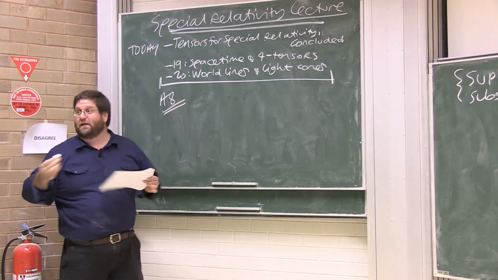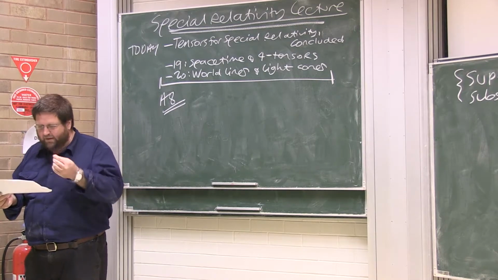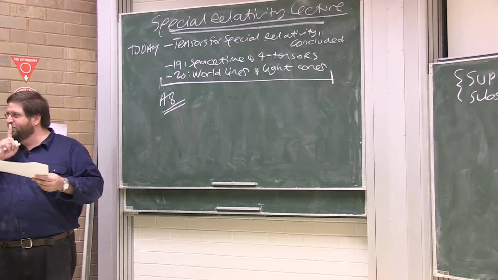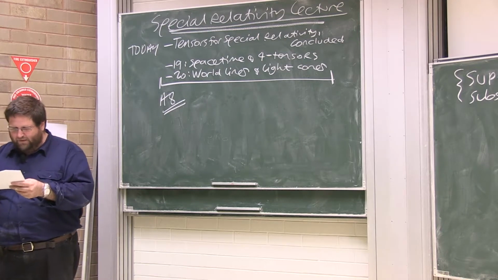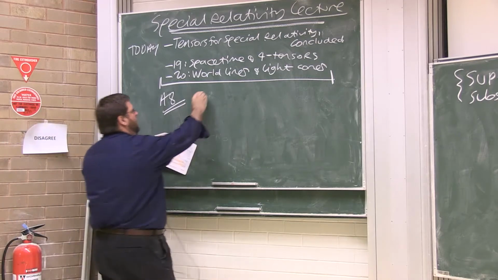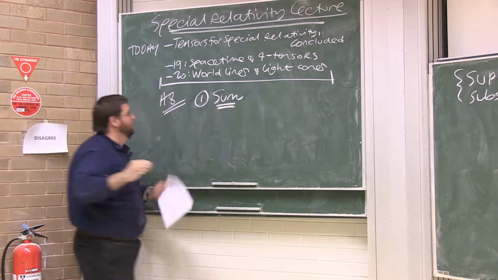And the numbering I'm using here is the numbering from Rindler's appendix. So tensor algebra, we're going to have 5 different elements of tensor algebra, of which 4 are covered in this section. And I'm just going to do it by example. The first is going to be the sum.